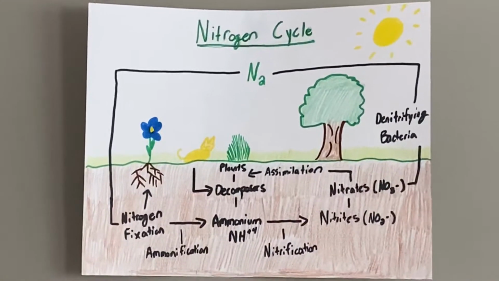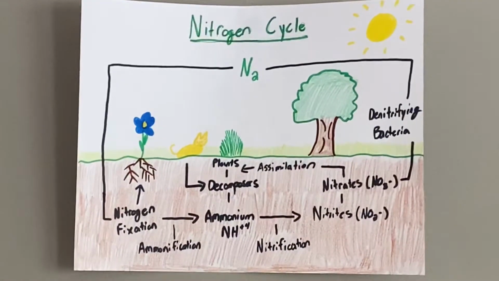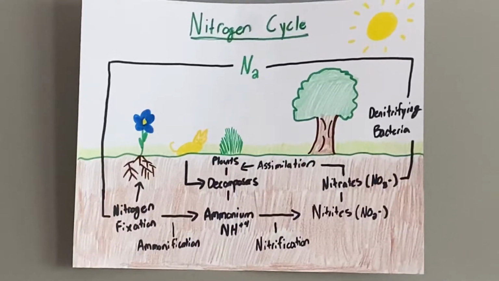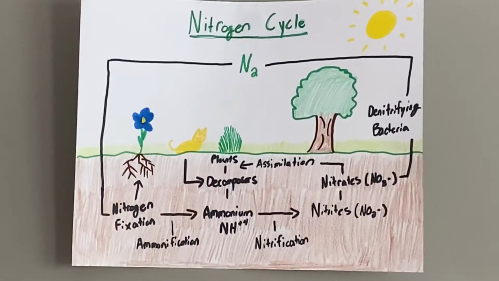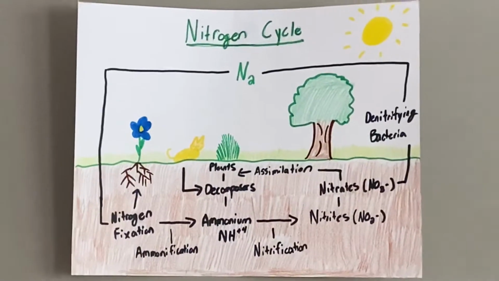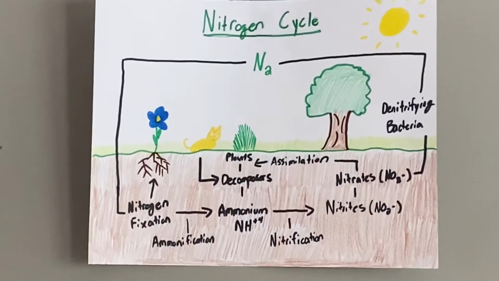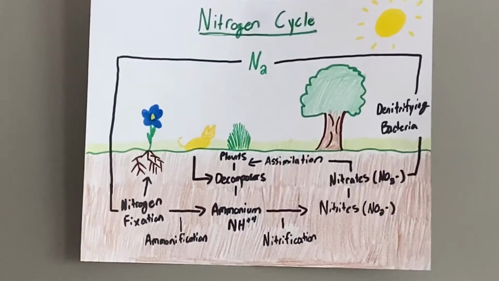Nitrogen-fixing bacteria perform nitrification, where they create nitrites, NO2 negative, and then nitrates, which is NO3 negative. That nitrate can be assimilated into the plants, where they can use it to grow, and denitrifying bacteria can also change that nitrate back into regular nitrogen that can be put back into the atmosphere.